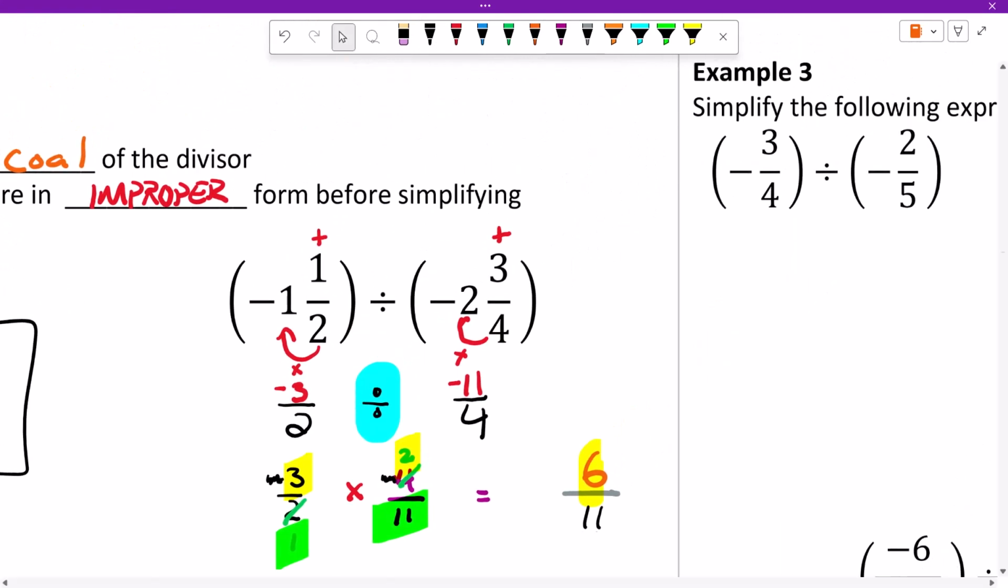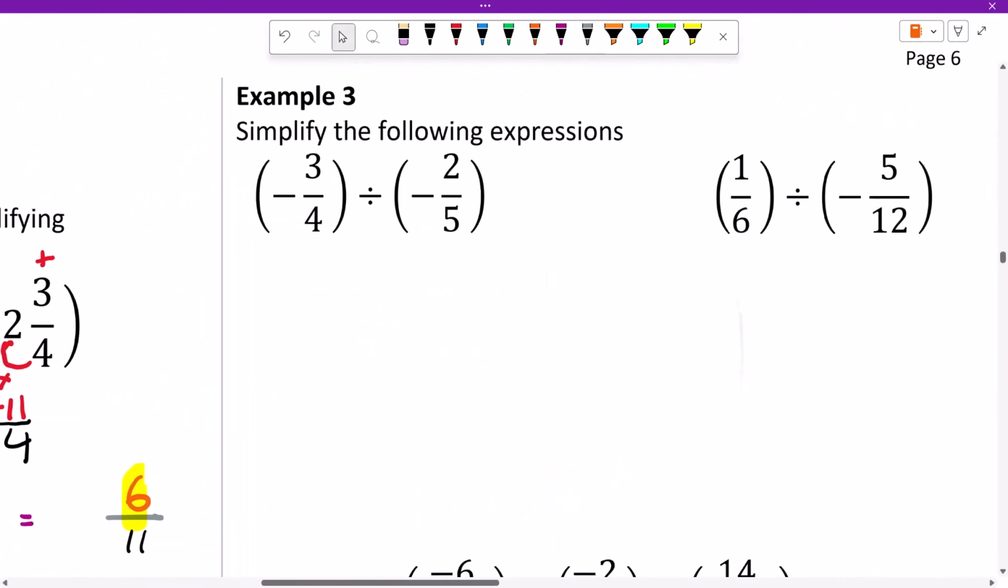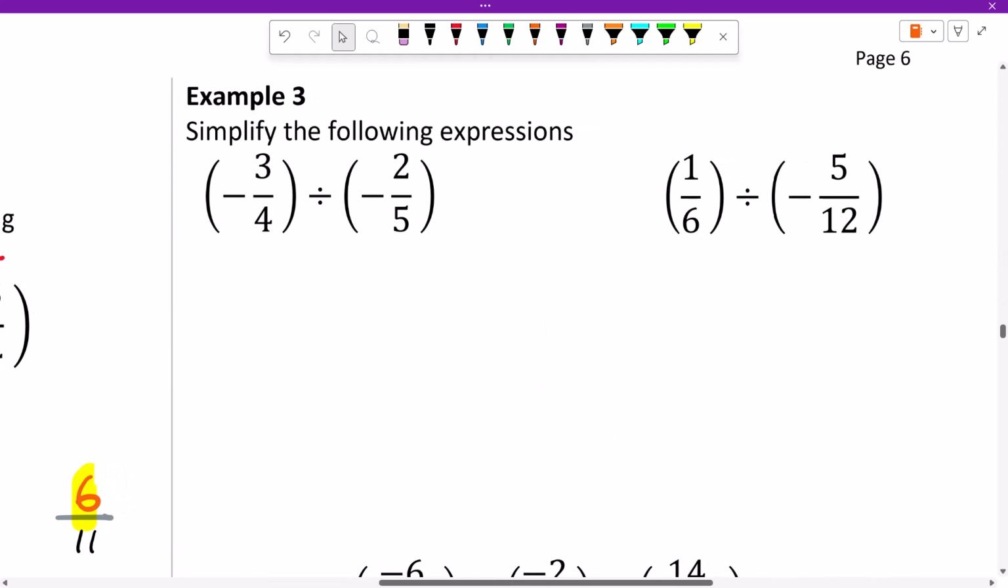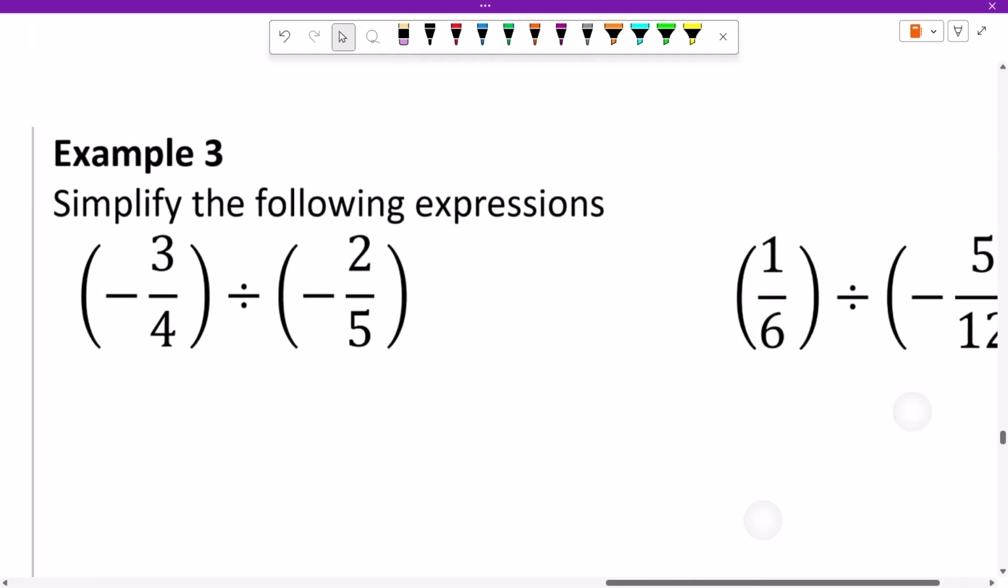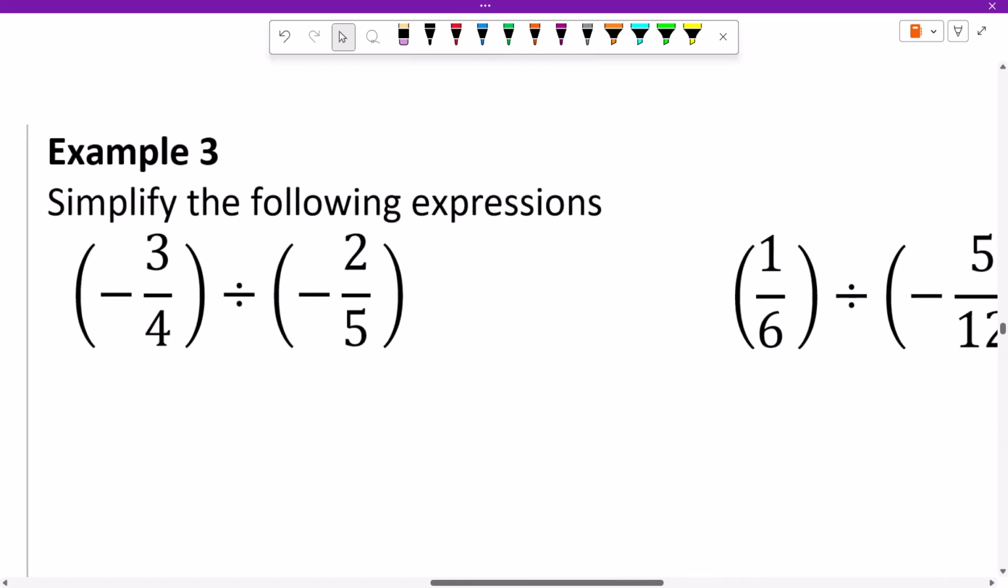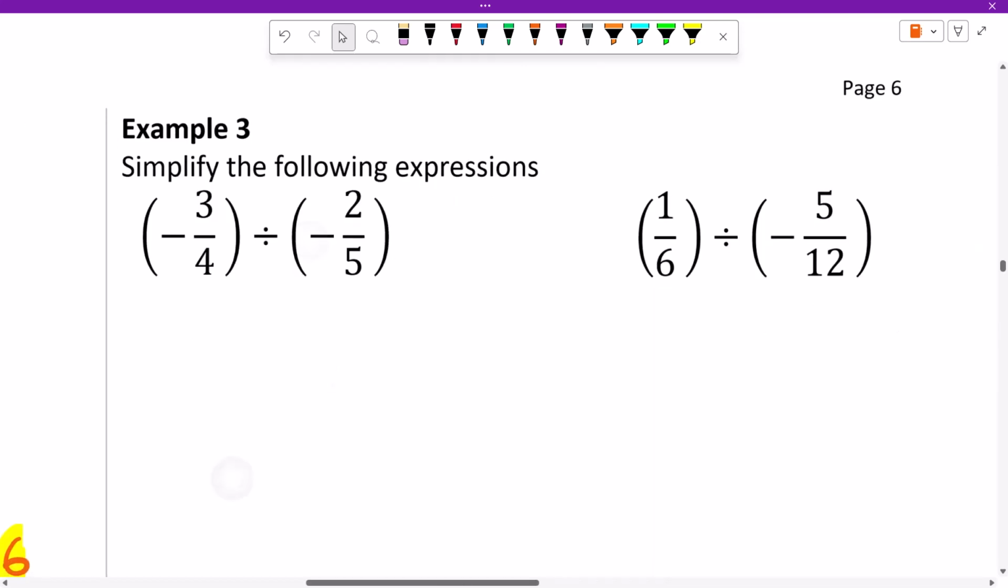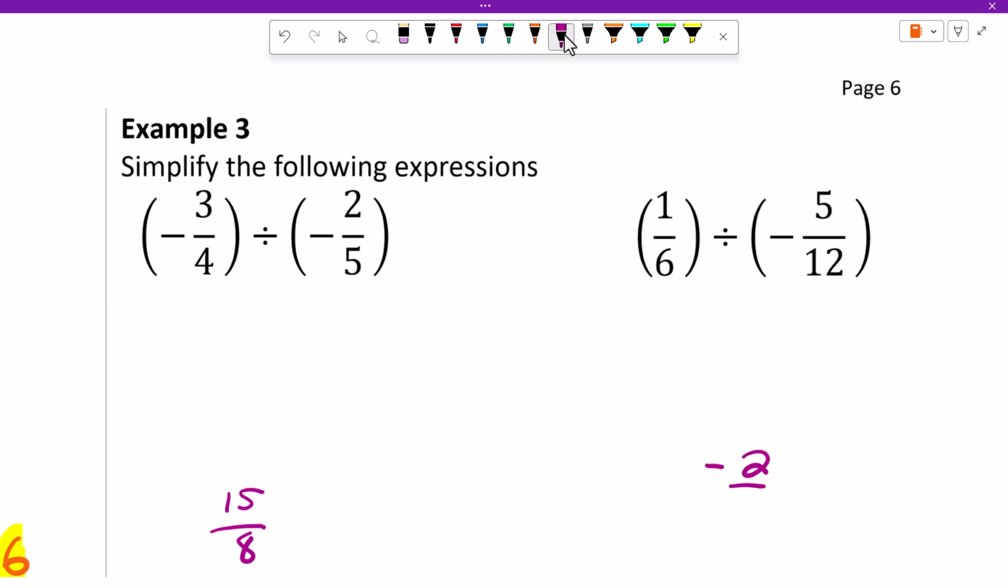Okay, let's have you do some practice. Let's have you do the top two. I'll give you the final answer. You do the top two, then we'll do that big 3 chain one together. If you simplify this to its final answer, it's going to be 15 over 8. And this one to its final answer will be negative 2 over 5. So let's see if we can do those two.